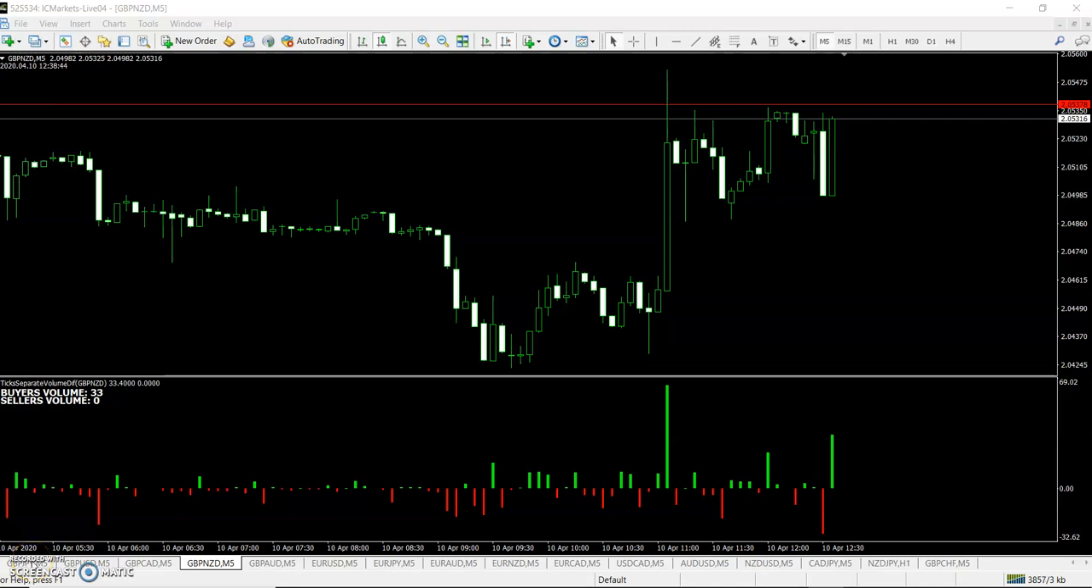I'm just going to show you guys an area of interest and a possible trade.